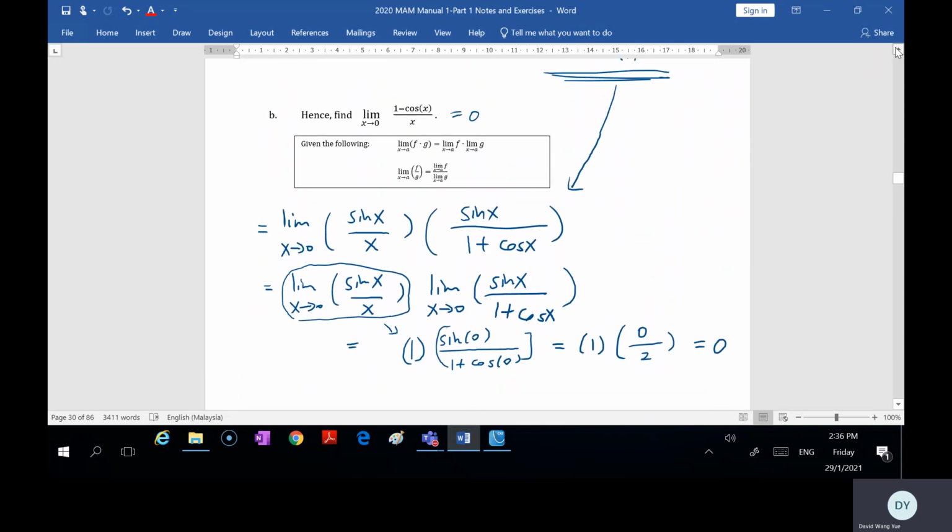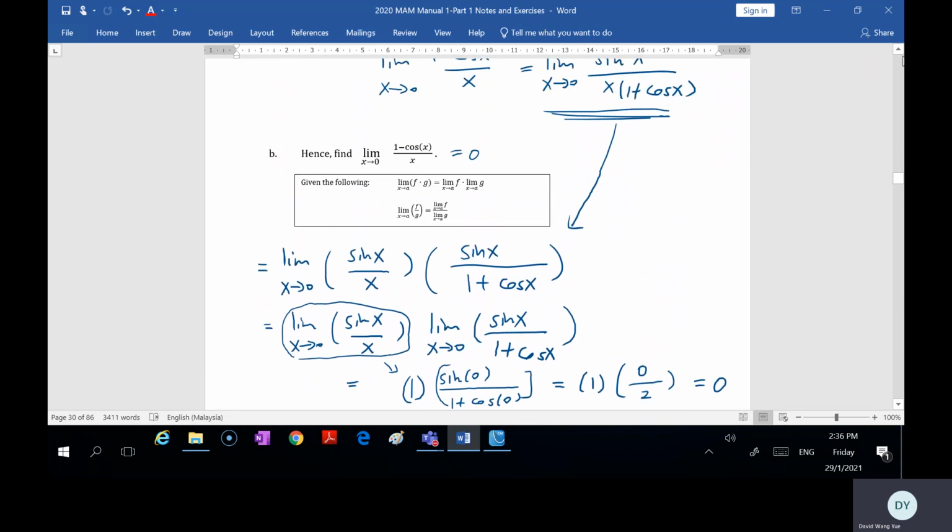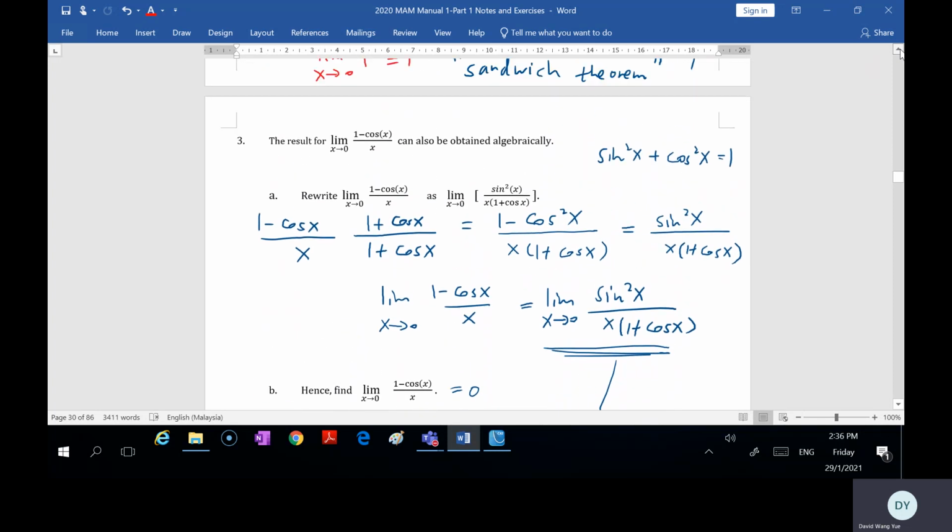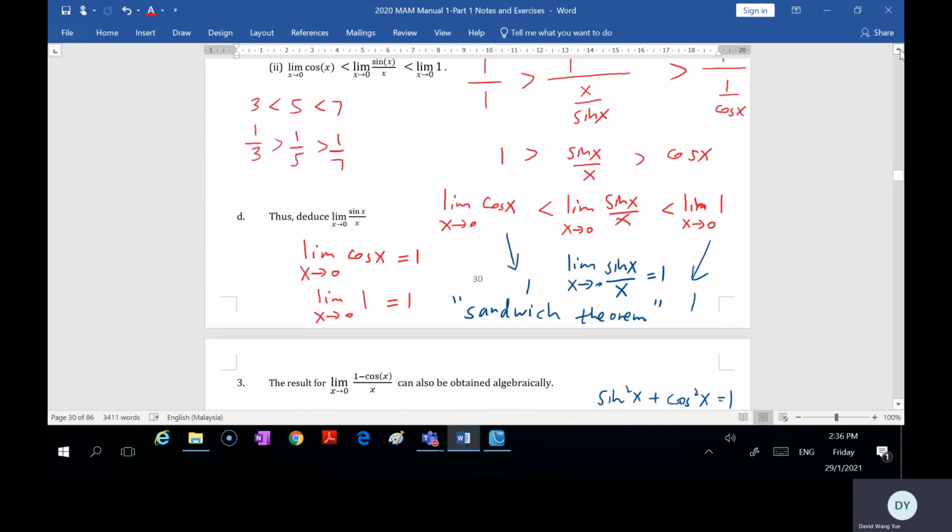Okay, so in investigation 2, part 1 until part 3, once again, we established those limit expressions. The limit of 1 minus cosine x over x is 0. The limit of sine x over x equals 1. Now, why do we need to keep proving these two limit expressions? Because they are very important in finding the derivative of sine and cosine, which we'll talk about in the next video.